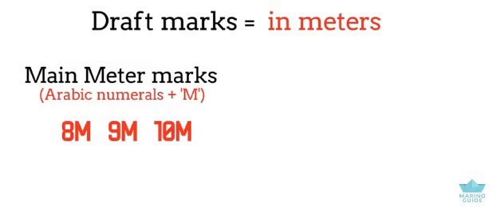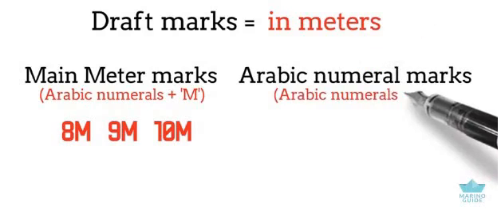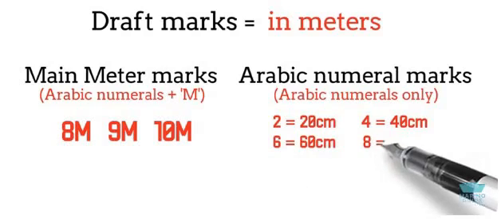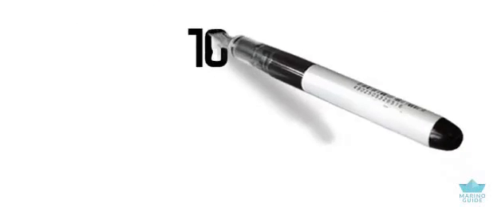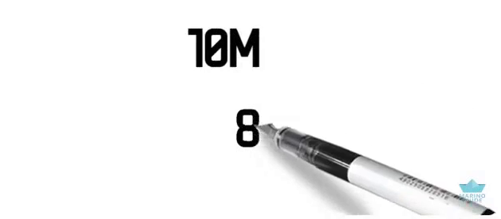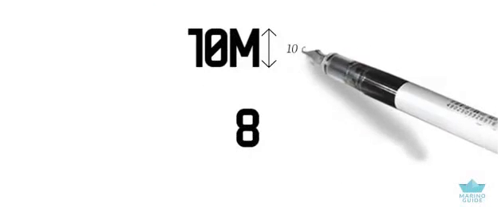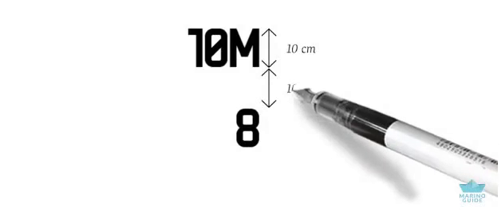In between the meter marks are Arabic numeral markings, such as 2 to indicate 20 centimeters, 4 to indicate 40 centimeters, 6 to indicate 60 centimeters, and 8 to indicate 80 centimeters. Take note that every symbol in the draft is 10 centimeters high. The vertical distance between the symbols is 10 centimeters high as well.